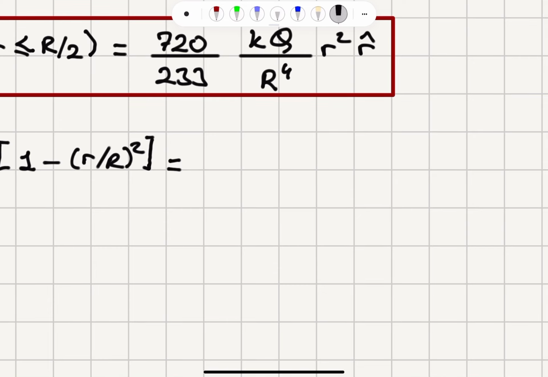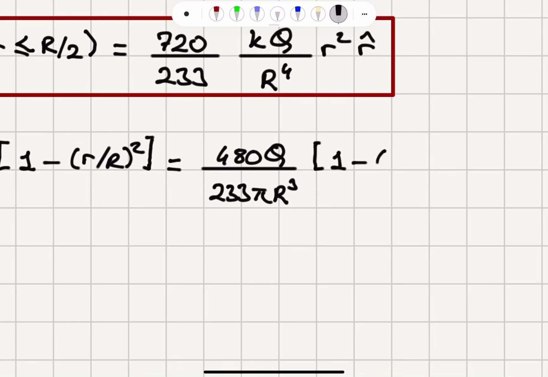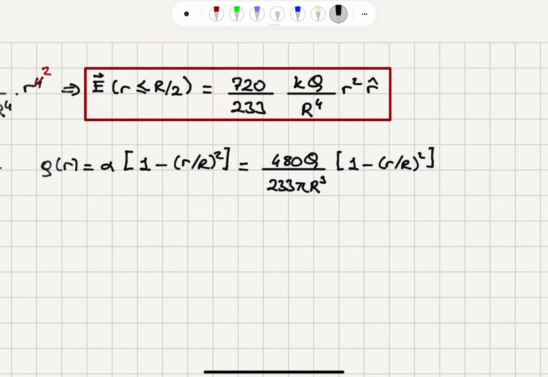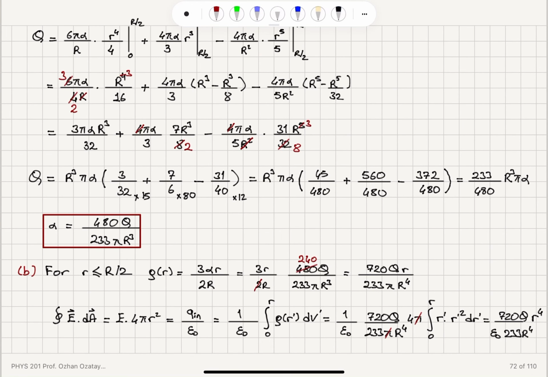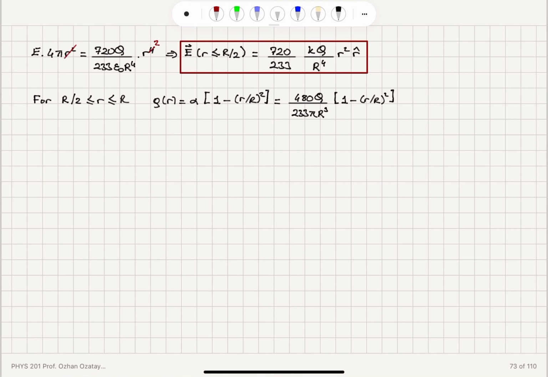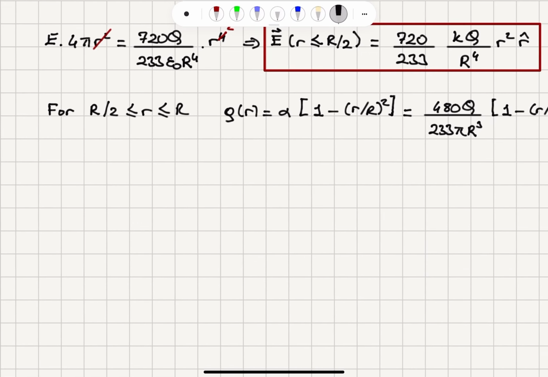So for alpha, I will substitute 480 capital Q divided by 233 pi capital R cube. And then I have (1 minus r divided by capital R) squared. So let's double check. This was the alpha value we found in part A. Okay, now we are ready to write Gauss's law.